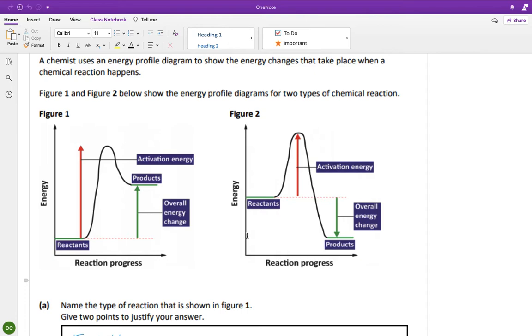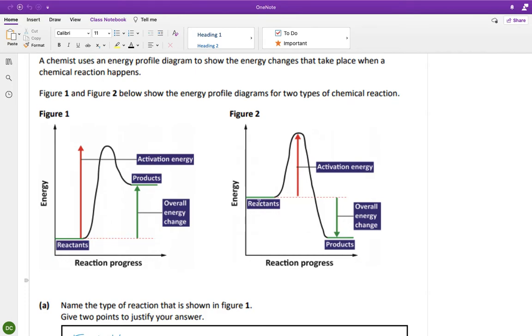A chemist uses an energy profile diagram to show the energy changes that take place when a chemical reaction happens. Figure 1 and Figure 2 below show the energy profile diagrams for two types of chemical reactions. So we have the reactants down here and the products up here. You have your activation energy going from the reactants right up to the top of this hill here. And then your overall change in energy. So overall, the energy of the products is higher than the energy of the reactants.